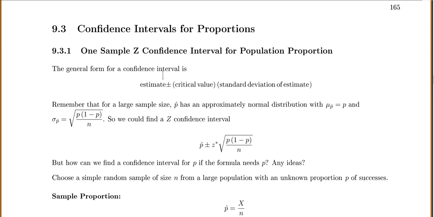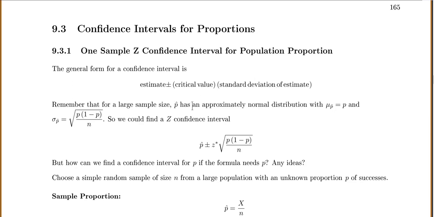In this section, we'll learn how to do a confidence interval for a proportion. So we have a one sample z confidence interval for a population proportion. Now, you might remember the general form for a confidence interval is our estimate plus or minus a critical value times the standard deviation of the estimate.